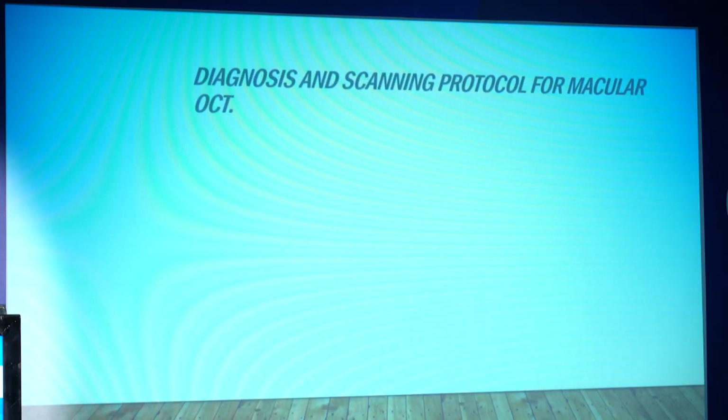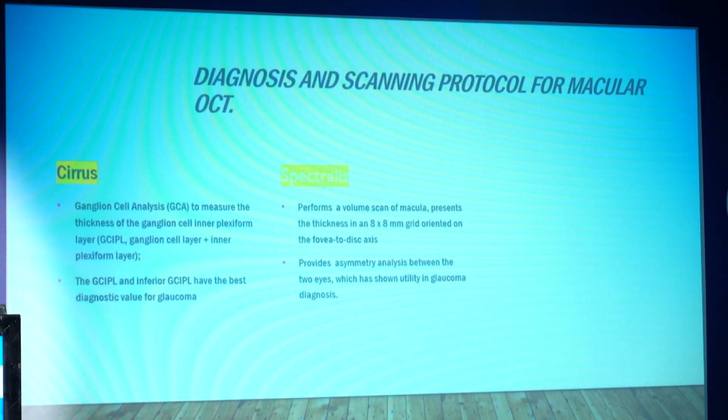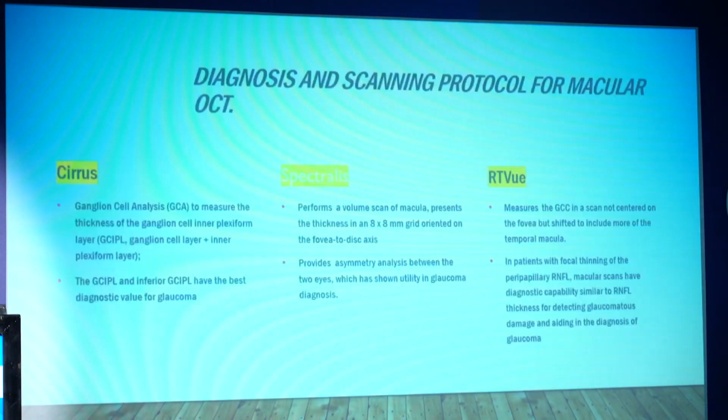So what are the diagnostic and scanning protocols? First, we look at the Cirrus. It measures the GC-IPL, the ganglion cell layer and the IPL. The Spectralis has the posterior pole asymmetry analysis, and the RTVue has GC-IPL along with the RNFL also.